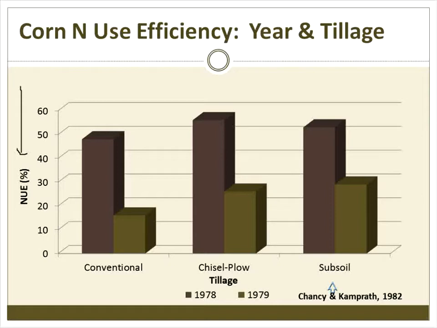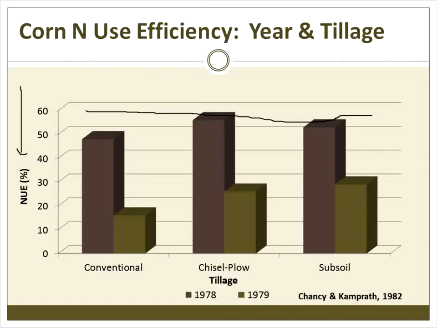You can see in 1978 there was about 50 to 55% nitrogen use efficiency. I can't draw a straight line with this. Regardless of the tillage treatment, it was pretty much the same. There was really no statistical difference.